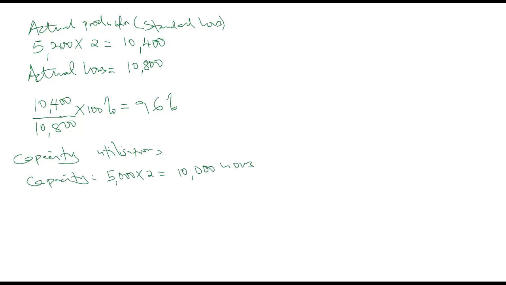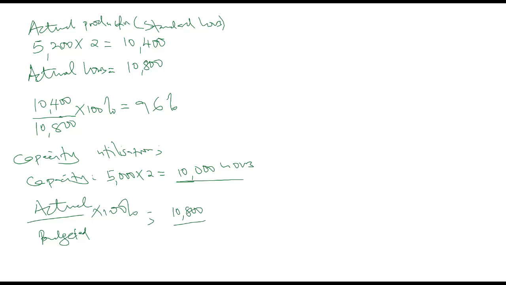So, to what extent has the company actually used this capacity? With the actual hours the company took, we divide by the budget, and of course we express it as a percent. Therefore this is equal to the actual hours, 10,800, divided by the budget, which was 10,000, expressed as a percent. We compare the actual versus the capacity of this company.